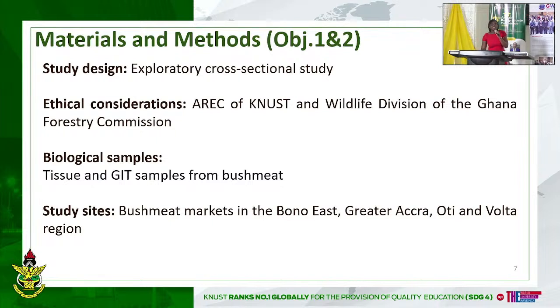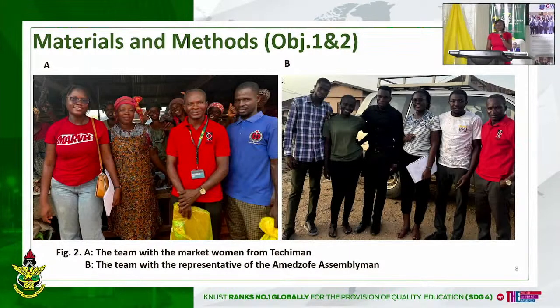So for my objectives 1 and 2, they go hand in hand. I would use an exploratory cross-sectional study for which approval has been sought from the Animal Research Ethics of KNUST and the Wildlife Division of the Ghana Forestry Commission. I would be taking tissue and gastrointestinal samples from bushmeat that are preferred for consumption in Ghana. My selected study sites are the less explored bushmeat markets in Bono East, Volta, Oti, and Greater Accra regions. Figure 2 depicts the community entry into Techiman and Amejope in the Volta region.